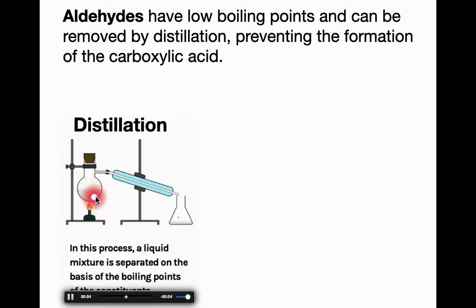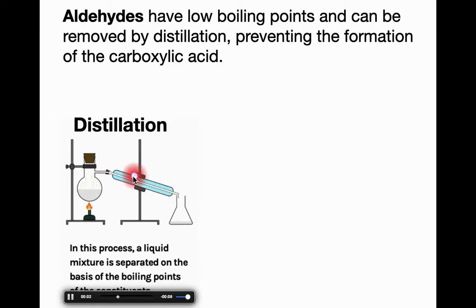So in the flask here, we have our primary alcohol and the dichromate. So the reaction is taking place, the alcohol is being converted to an aldehyde, and the aldehyde would immediately be converted into a carboxylic acid. But because the aldehyde has a lower boiling point, it turns into a vapor. And what we can do is take advantage of that by collecting the vapor outside of the flask. And so as the aldehyde forms, it turns into a vapor at the temperature that it's set at, and it goes through this tube here.